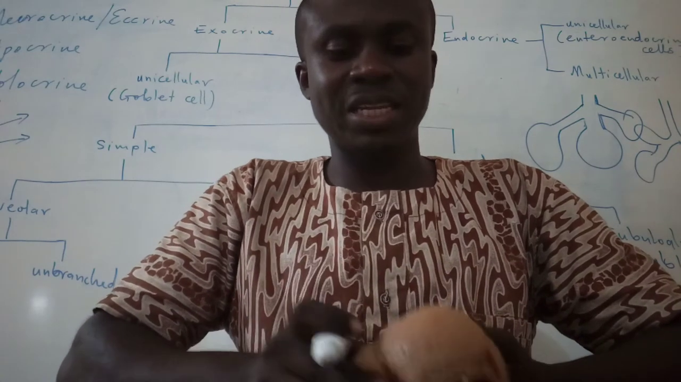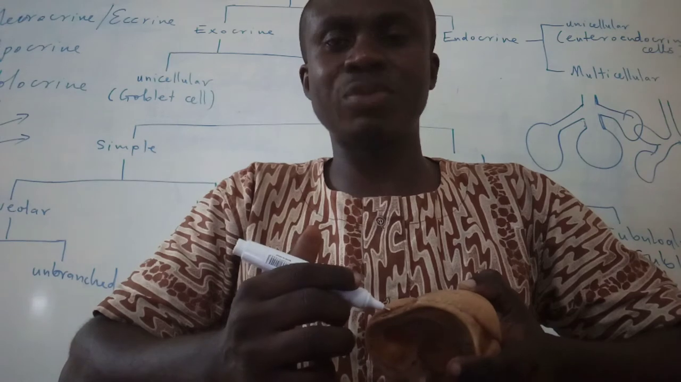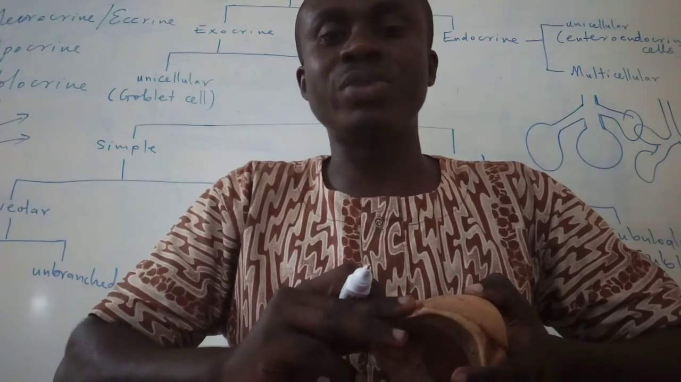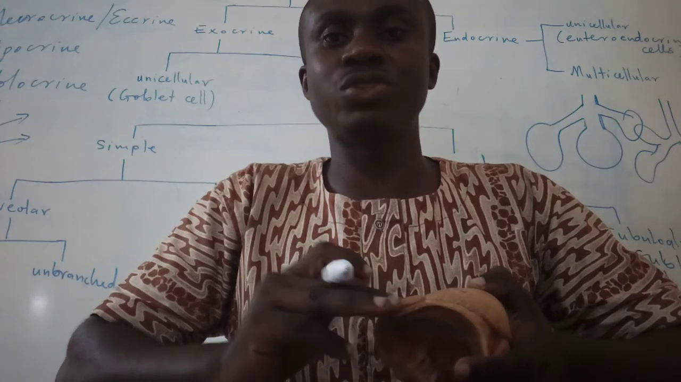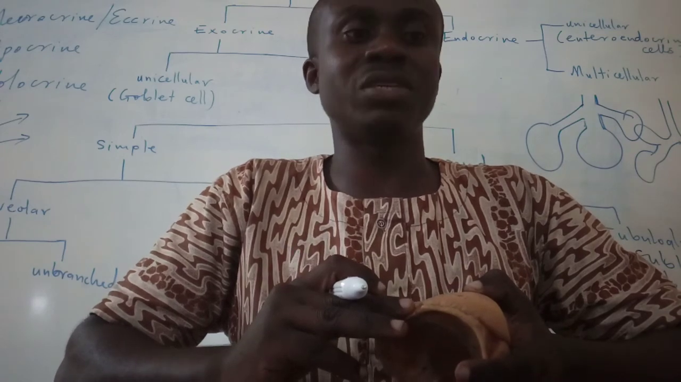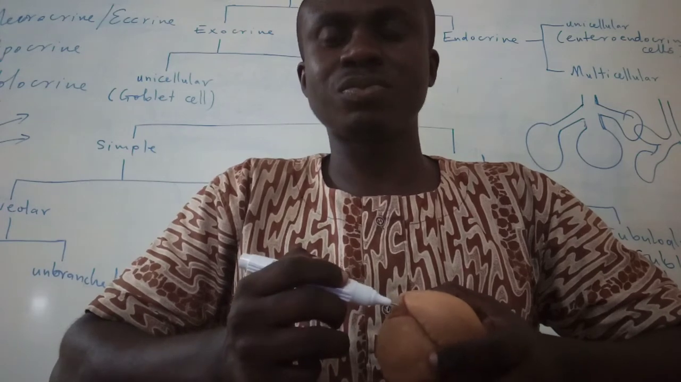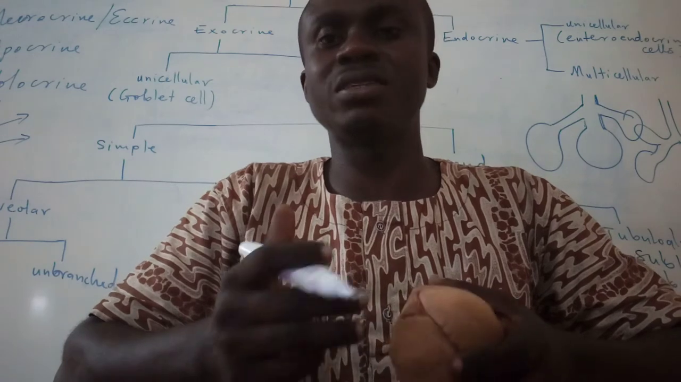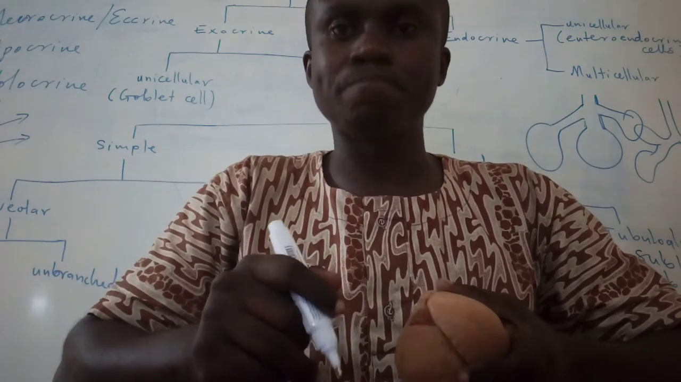Now, let me say something. The anterior fontanelle, because it's very large, is the last to get completely fused. It will take something like 18 to 24 months, approximately 2 years, to get completely fused. But the posterior fontanelle, because of its triangular shape and very small size, will take barely 2 to 3 months to get fully fused or fully ossified. So that becomes the lambda.